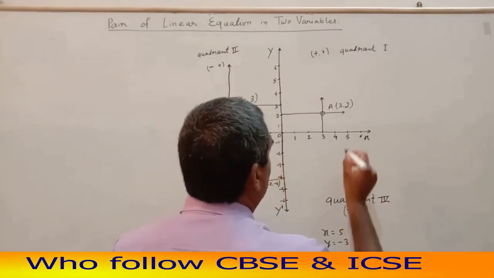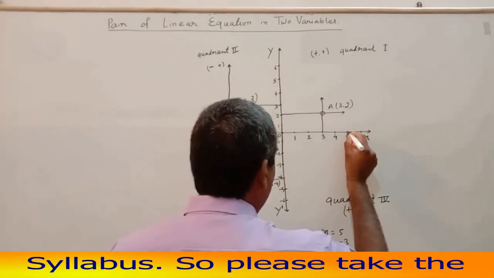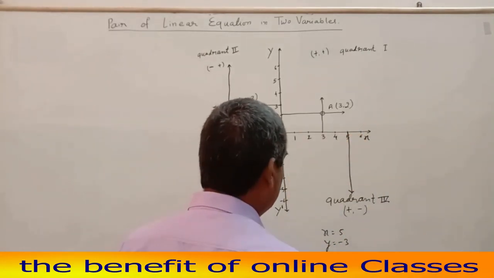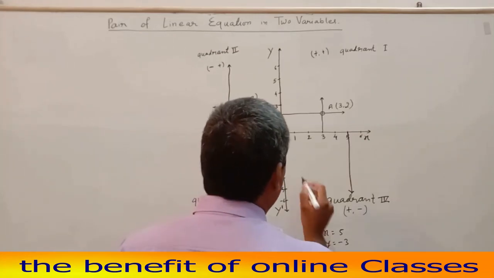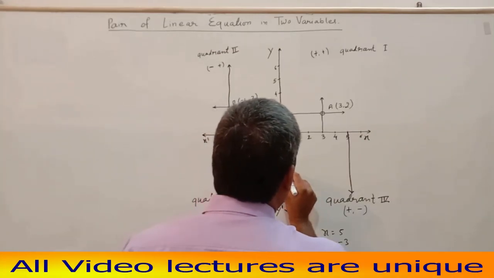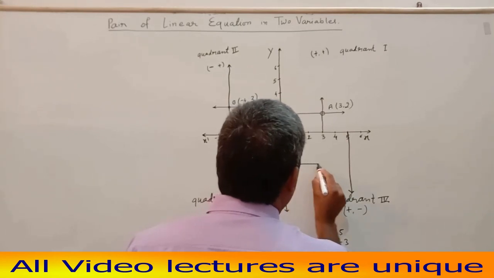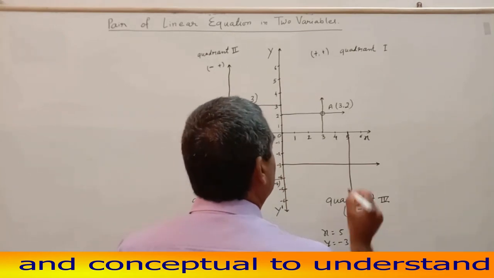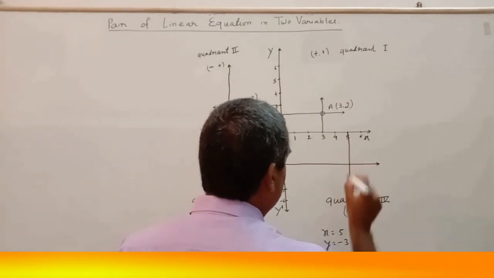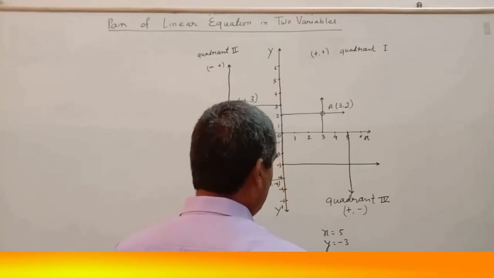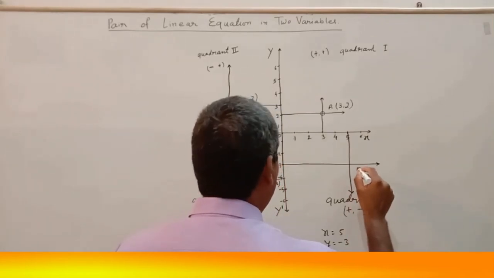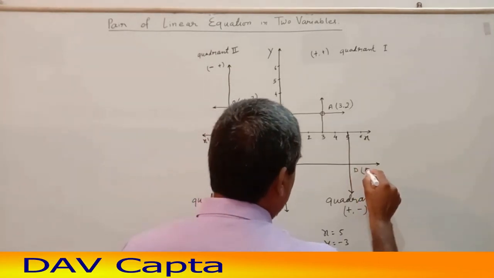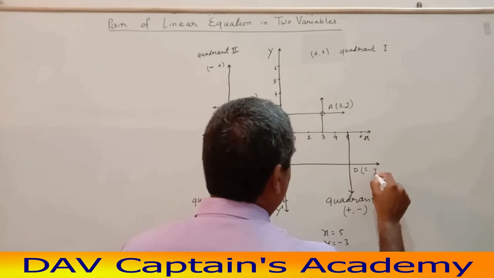So from this point 5, we have to draw a parallel line. This line will be parallel to the y-axis. And y is minus 3, so we have to draw a parallel line from minus 3. This line will be parallel to the x-axis. When both the lines intersect each other at a certain point, we get a coordinate. Suppose that the name of this point is D. So here x is 5, y is minus 3.